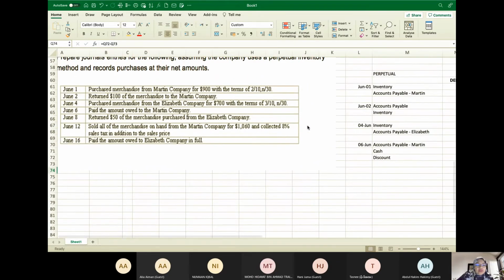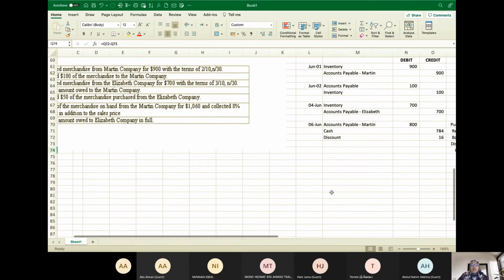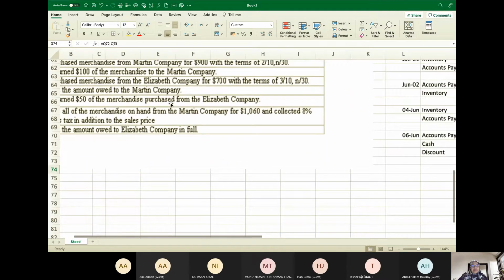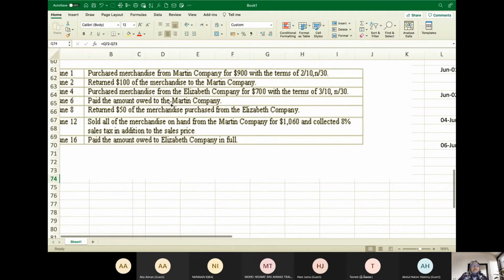So the next one, you paid, returned 50 of the merchandise purchased from Elizabeth. All right, again, this is another transaction. It's the same nature, but now the purchase return is from Elizabeth. So what would be your entry when there's a purchase return?